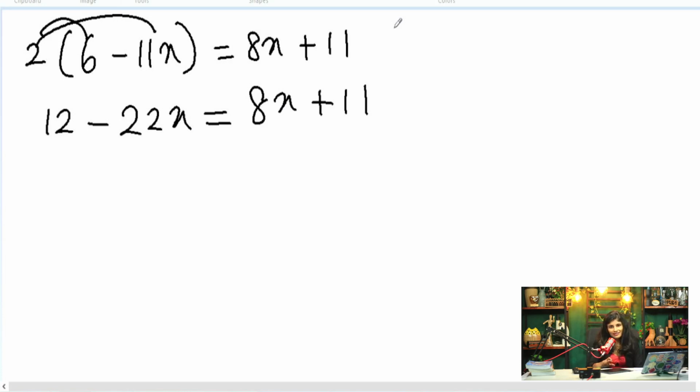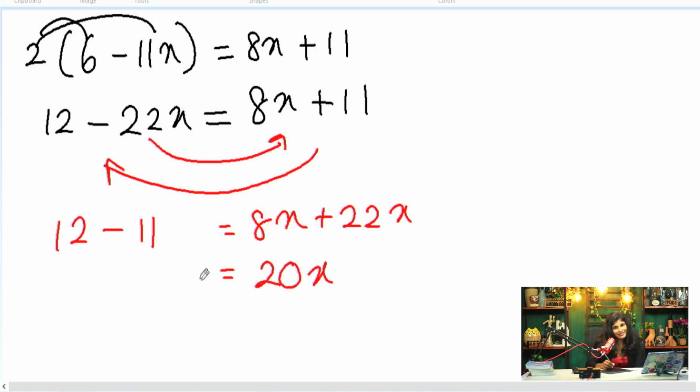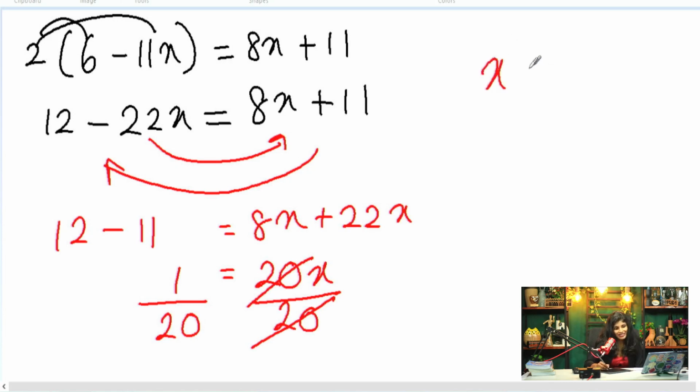Now all the x terms into one side and all the numbers into the other side. So I will take 22x to this side and 11 to the other side. 12 minus 11 equals 8x plus 22x. So 22x plus 8x means 30x... equals 12 minus 11 means 1. So we will divide both sides by 20 and 20 are cancelling out. x equals 1 over 20. That's it. x equals 1 over 20.